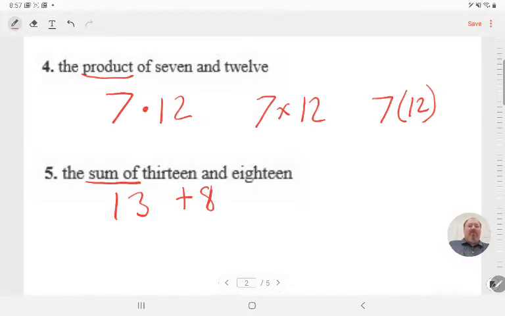So you have numerical, and that's verbal. So, for example, if it gave me the expression 13 plus 8, and it asked me to write it in verbal, then I would write out the sum of 13 and 8. So it depends on what it's looking for. Do they want me to write the numerical expression or the verbal expression? Okay? All right.